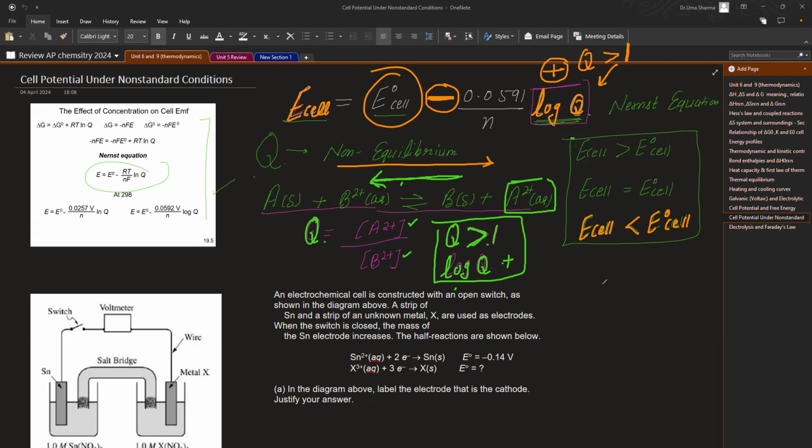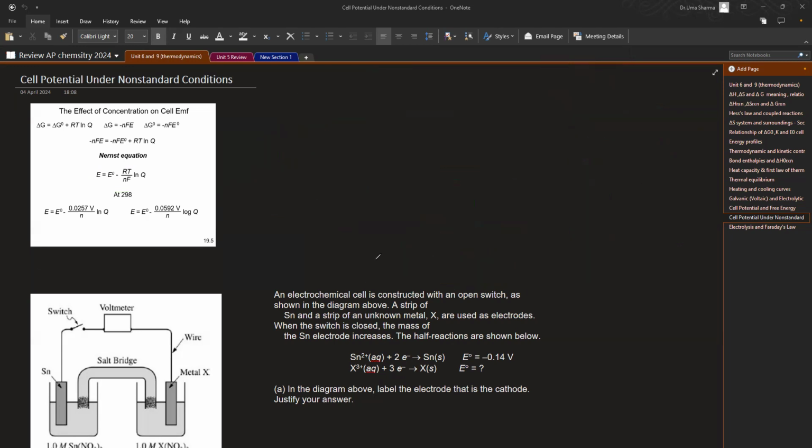Is it okay? Can I start asking questions now? Okay, I'm going to erase everything. I'm going to give you one equation. The equation is something like Sn2+ reacting with X solid, giving you X3+ and Sn solid.